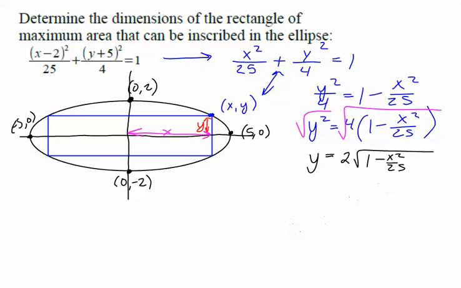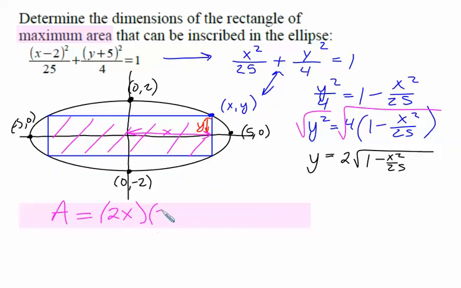Now what we're trying to maximize or minimize is always the equation that we want to focus on. Here we're trying to find the maximum area, so we want to really focus on the area equation. And the area of our full rectangle, as we've discussed already, would be 2x, which is really the length of the base, times 2y, which is truly the height. So the area is going to be 4xy.